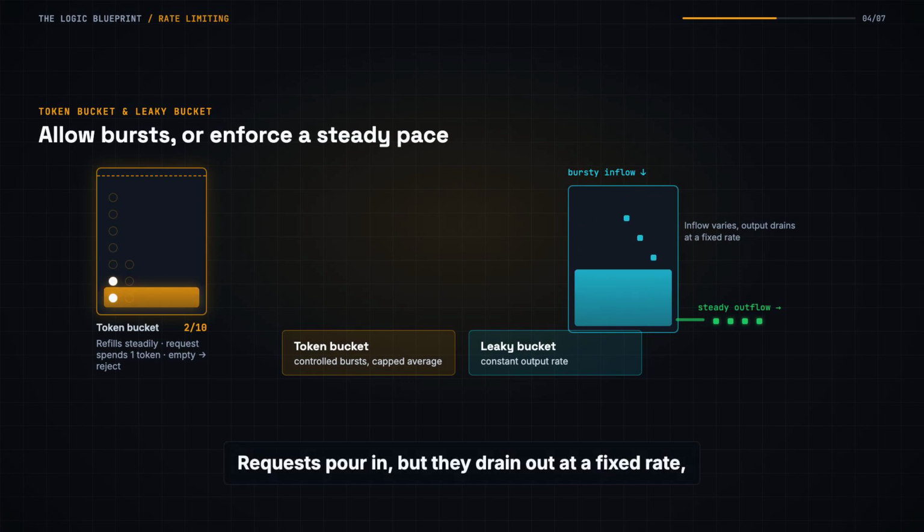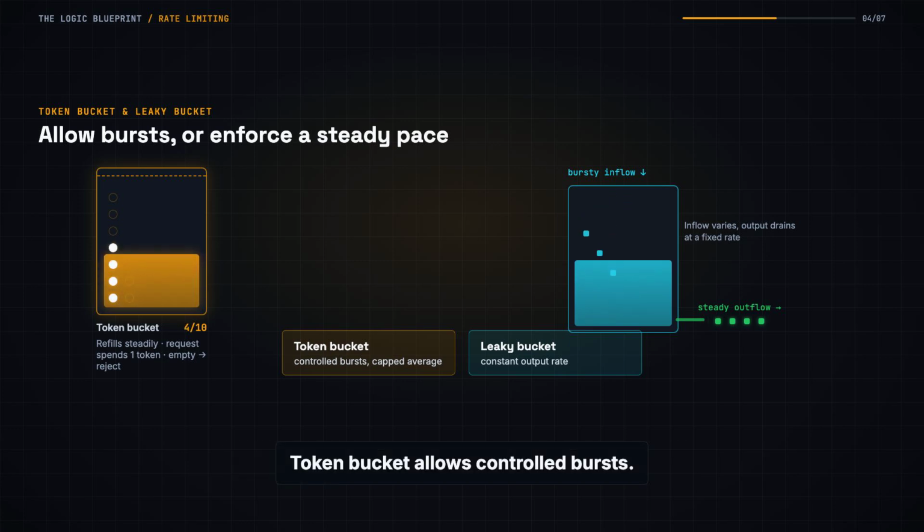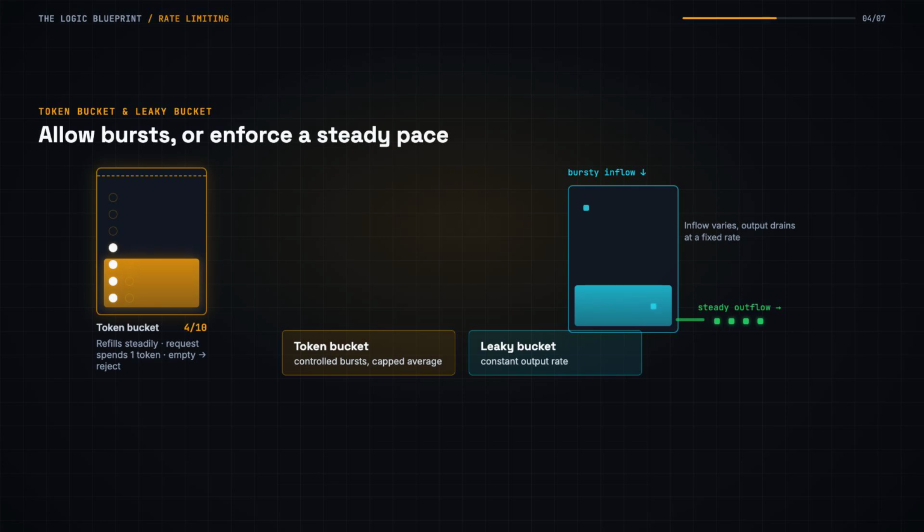Requests pour in, but they drain out at a fixed rate, smoothing bursts into a steady stream. Token bucket allows controlled bursts. Leaky bucket enforces a constant pace.